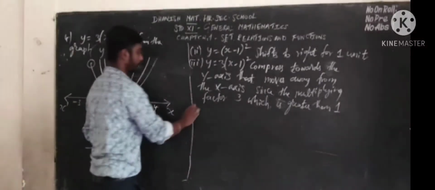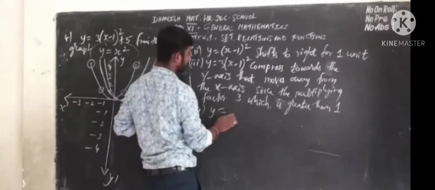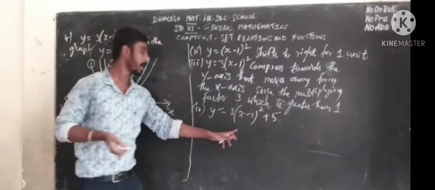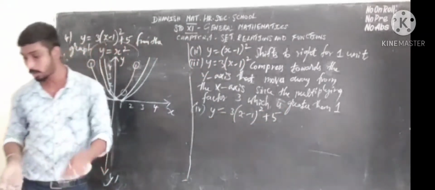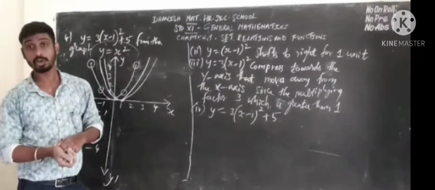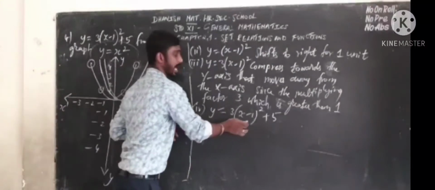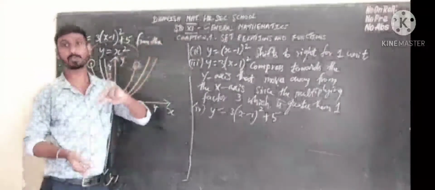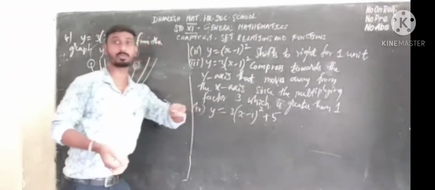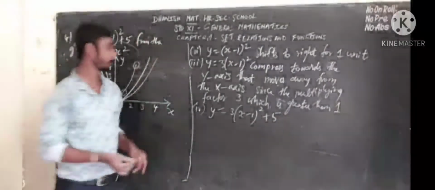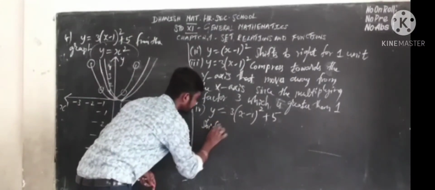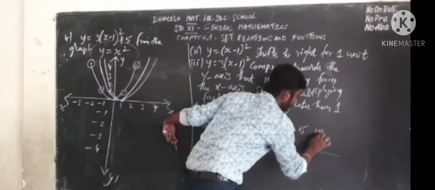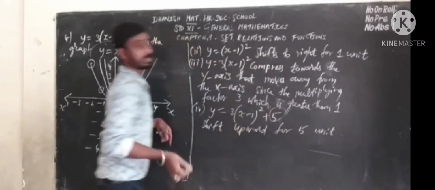Then what is step 4 here? What is the total question? Y is equal to 3 into x minus 1 the whole square plus 5. Now what is the condition for the shift of 5? Just as x plus 1 means a shift of 1 unit, here we are adding 5, which means we have to shift upward for 5 units. So listen here, what is the shift? Shift upward for 5 units, because here we are having 5.